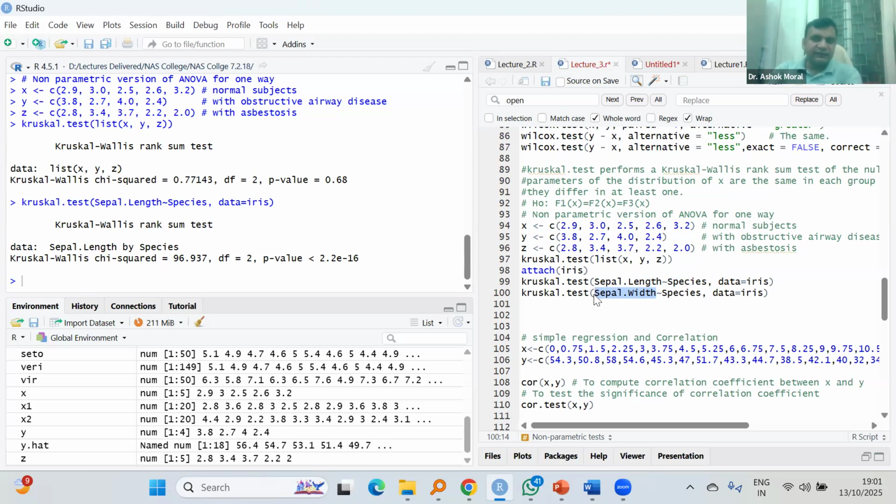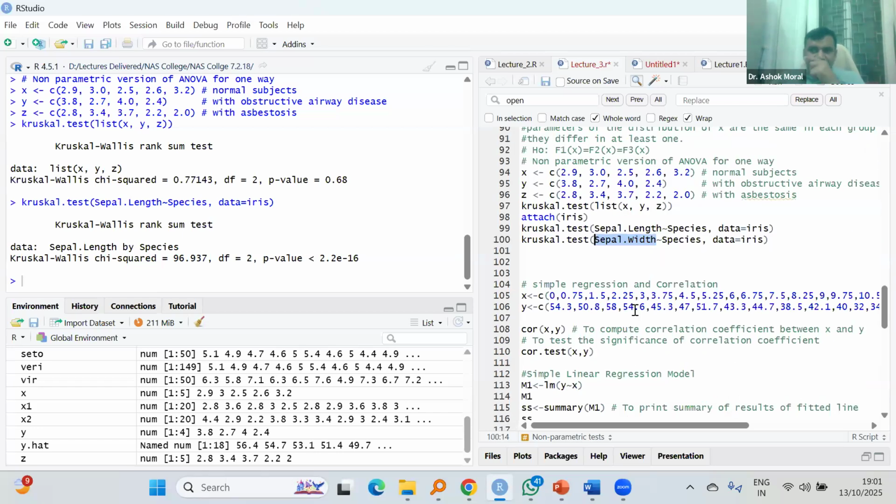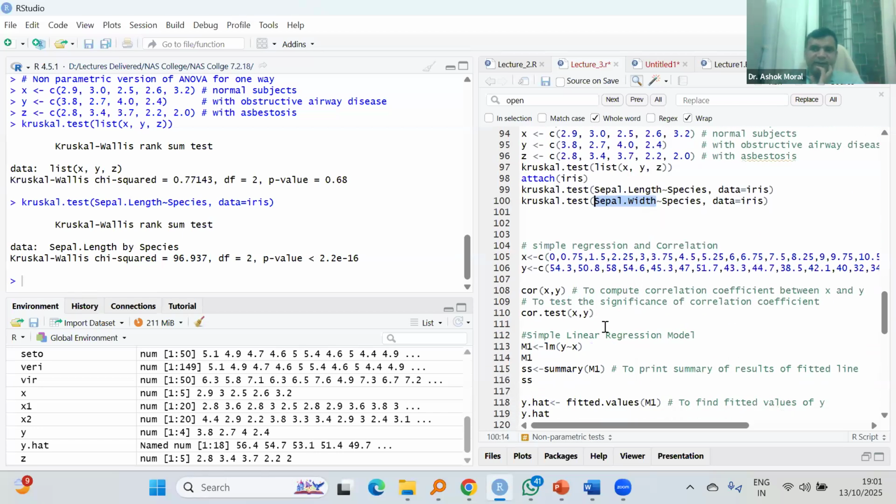If x, y and z are not normally distributed, then we cannot go for the ANOVA, whether the mean of all the three groups are same, or three variables are same, three data sets are same or not. In that case, we have to go for the Kruskal-Wallis test. And that Kruskal-Wallis talks about whether the median of all the samples or the distribution of all the samples are same or not. Is it clear? So with this, we end the parametric and non-parametric testing.